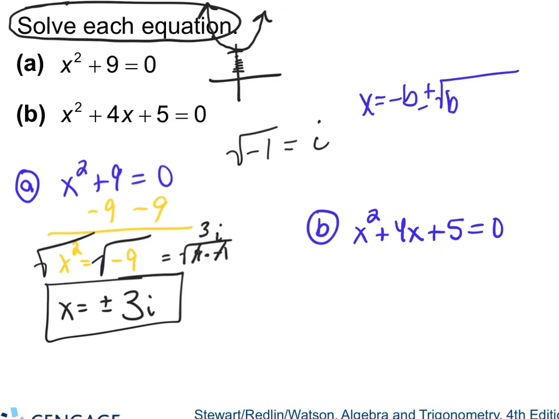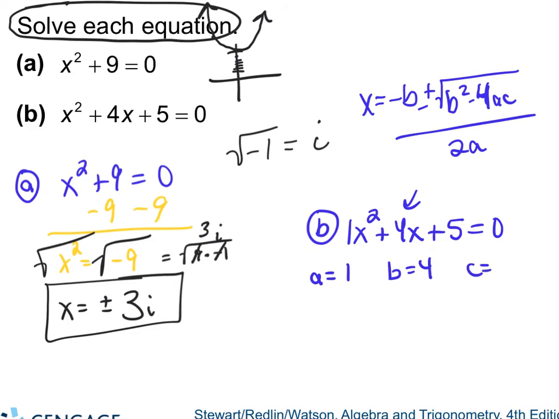What's this called? The quadratic formula. From now on in math classes, until you don't take any more in college, you need to know the quadratic formula. So the first thing I'm going to do is say, okay, my a is the number in front of x squared, so a is 1. b is the number in front of x, so b is 4. And c is the constant, which is 5.